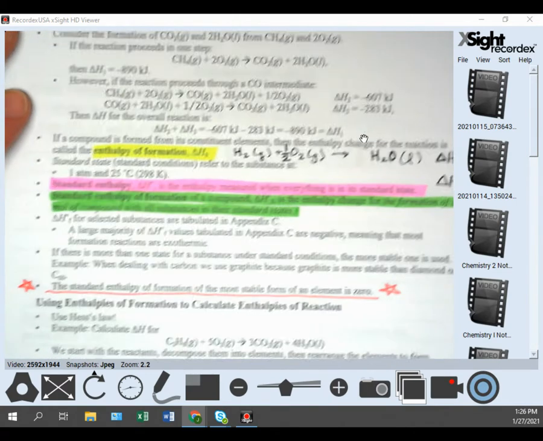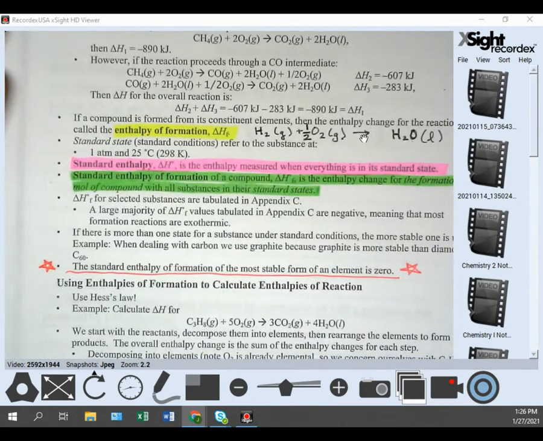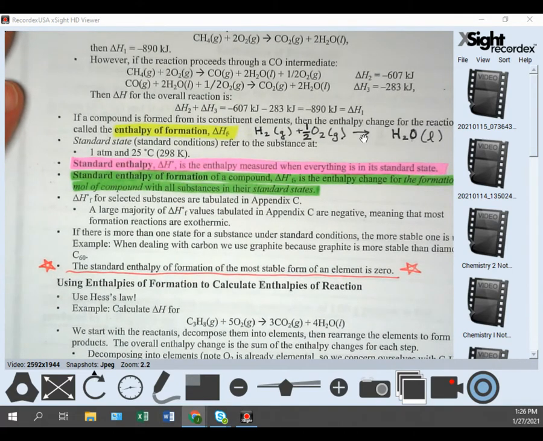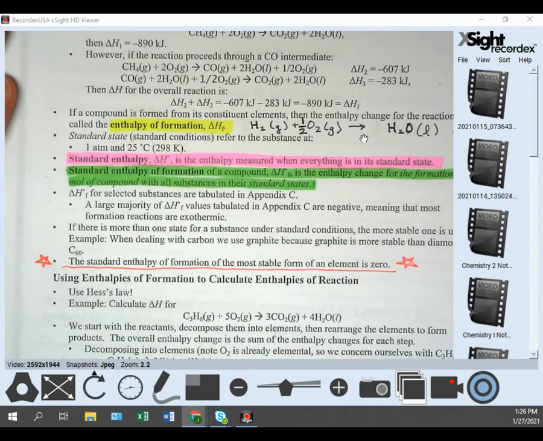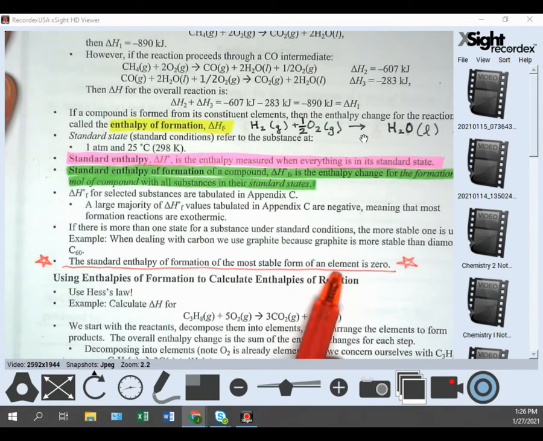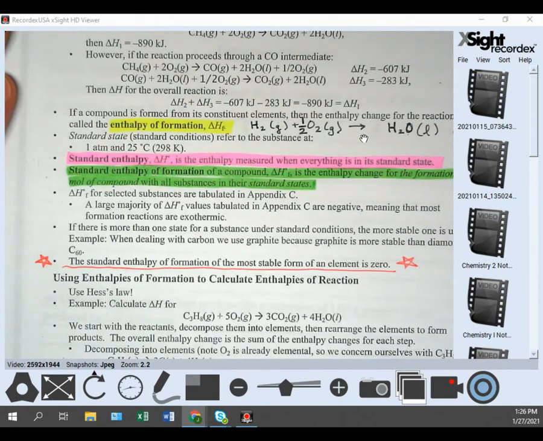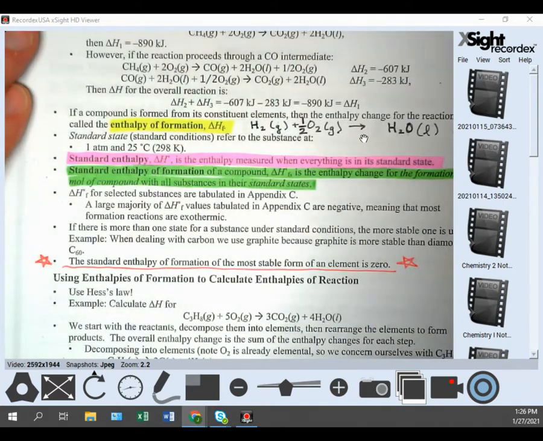The standard enthalpy of formation of the most stable form of an element is 0. Of an element. Okay? The standard enthalpy of formation of the most stable form of an element is 0, because it wouldn't take any energy to form it. It is what it is. So if you look on your list, they're listed on here. You should just know that they're 0, but they're listed on here as well.